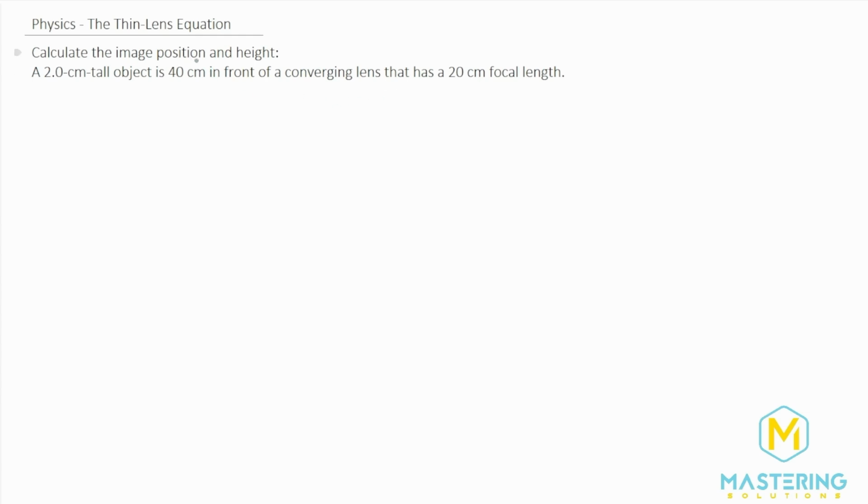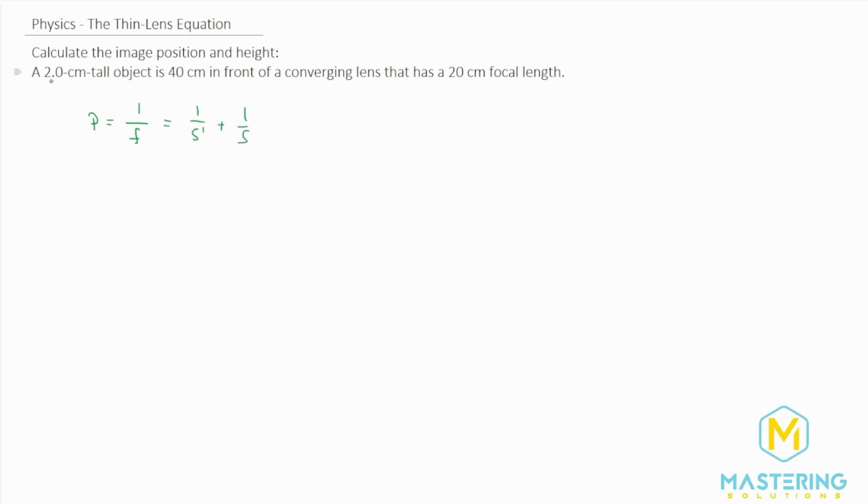In these, we're not asked to draw the ray diagram, so we'll just do the calculations for the position and the height like they ask for. To calculate the position, we can use the thin lens equation, of course. The thin lens equation says that the power of a lens is equal to 1 over the focal length, and that's also equal to 1 over the image distance plus 1 over the object distance.